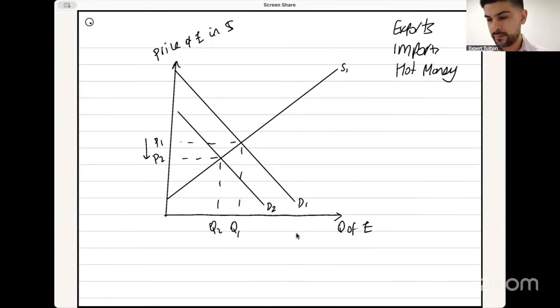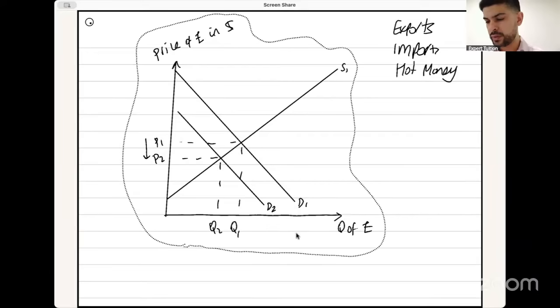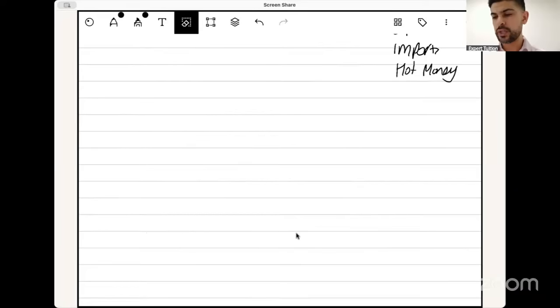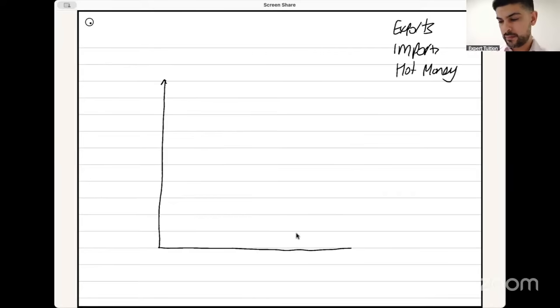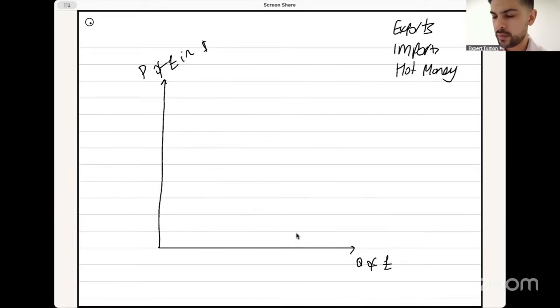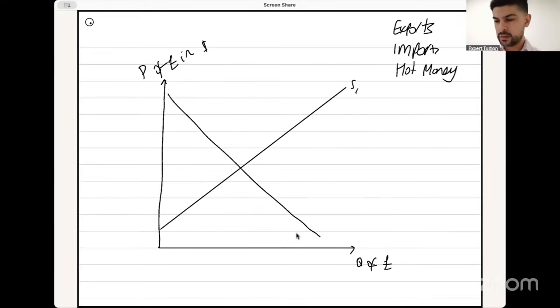Oops, sorry. Okay, those of you that are watching this on TikTok, I highly recommend that you switch over to YouTube because on YouTube you can actually watch what I'm drawing. So again, same axes. Here we go, price of pounds, again, let's just do dollars, and this is the quantity of pounds. And then we've got supply, S1, and demand, D1. Okay, right.